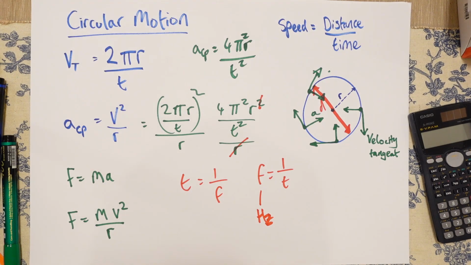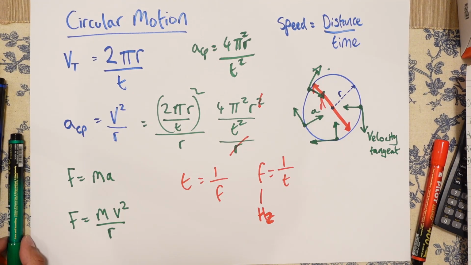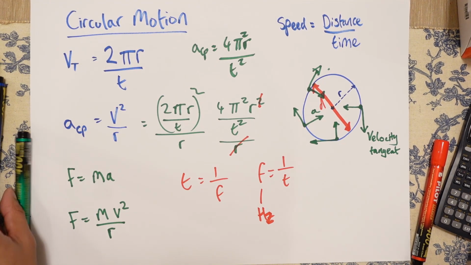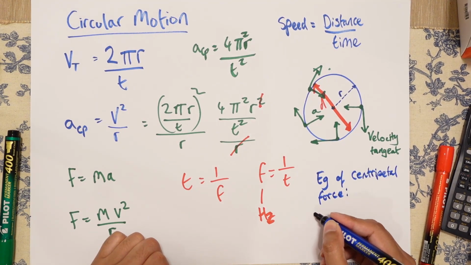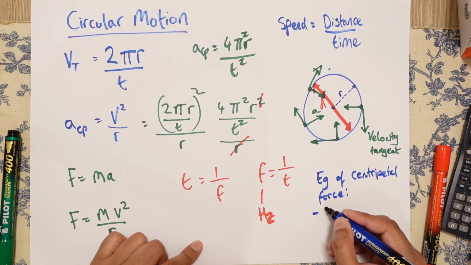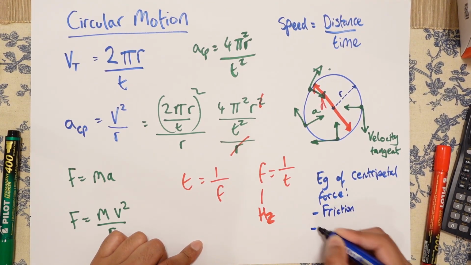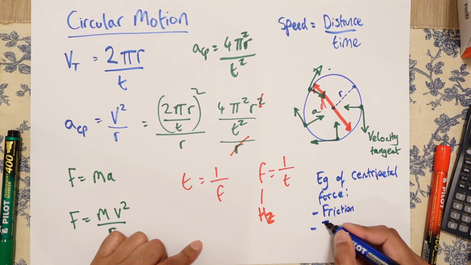Okay, so now that we've got this all out of the way, let's tackle some questions. Actually, before I do that, I forgot to mention one thing, okay? Examples of centripetal force, okay? In the case of, for example, a car going round a circuit, it's going to be friction. In the case of something being swung around on a piece of string, it's going to be tension.